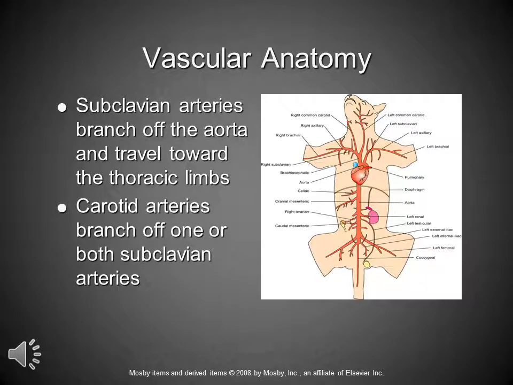Your book talks some about vascular anatomy. Picture of the catheter, some good pictures showing systemic circulation. We won't worry a lot about that for lecture. That'll be something far more for lab. But the subclavian arteries branch off the aorta and travel towards the thoracic limbs. That's going to give primarily the blood flow to the arms. The carotid arteries branch off one or both subclavian arteries, depending on which species it is. They are going to send blood up towards the head and the brain.